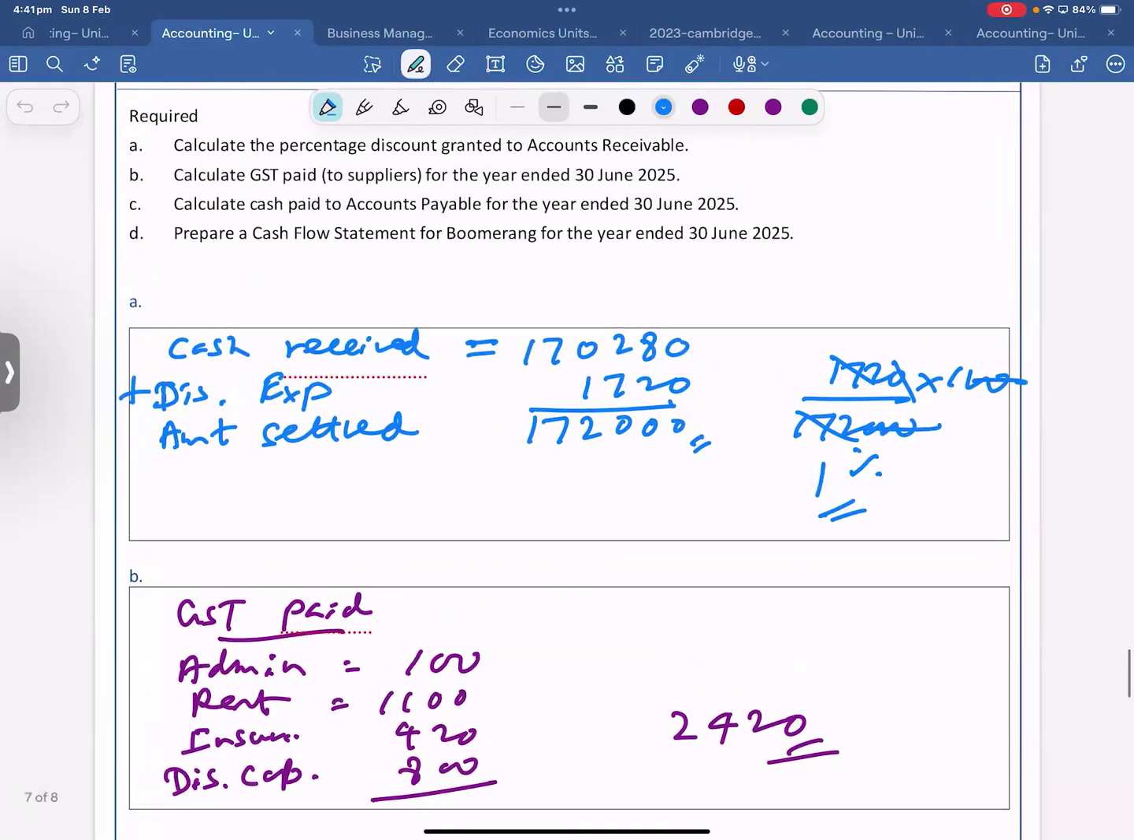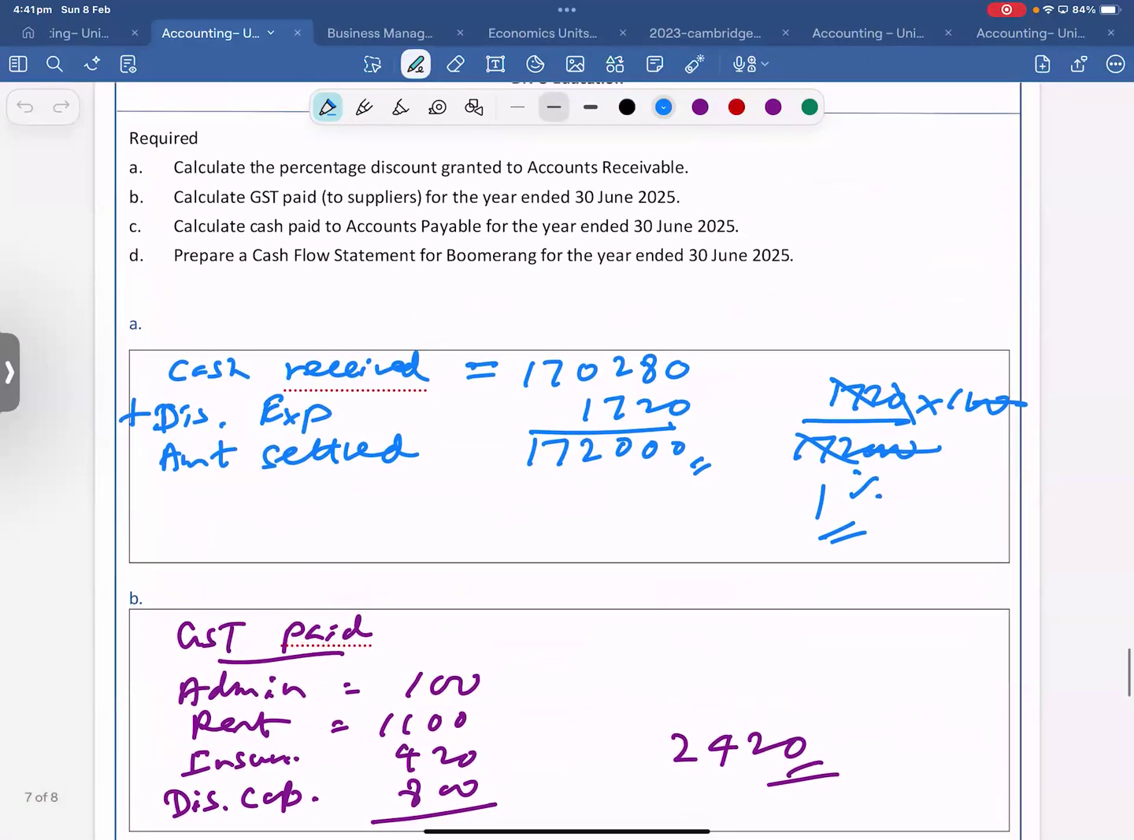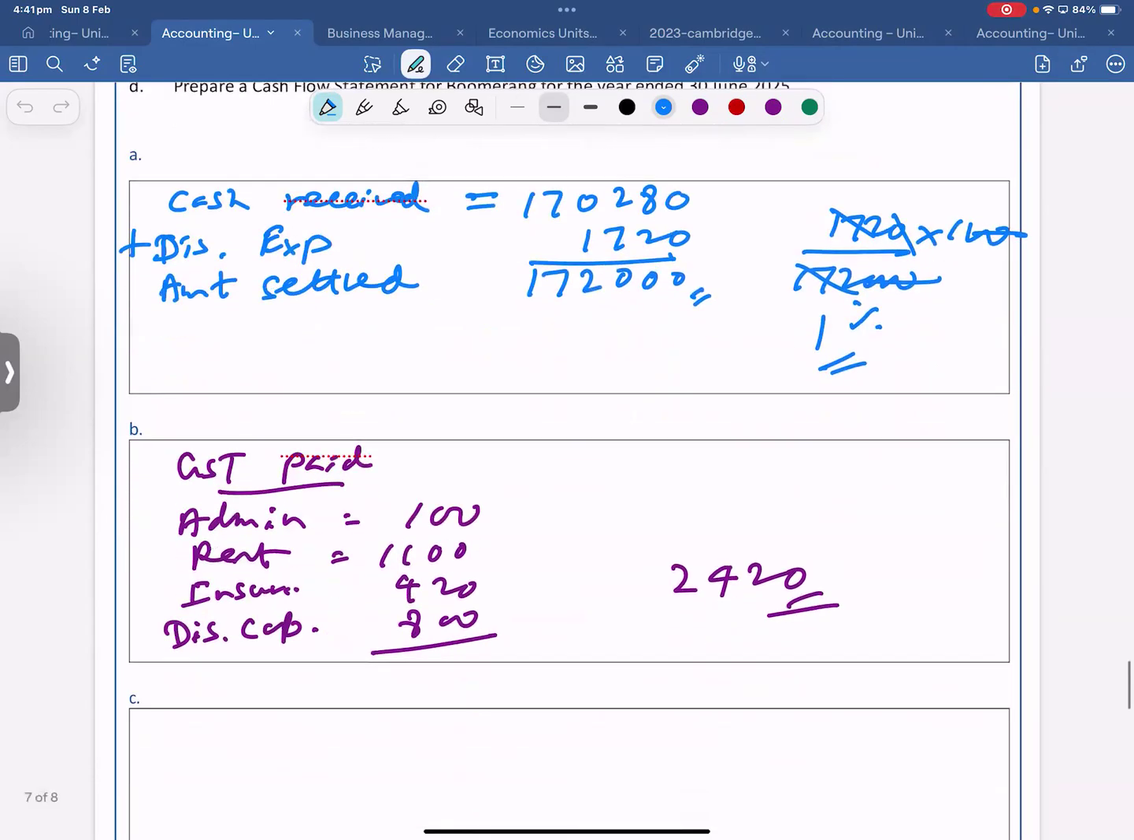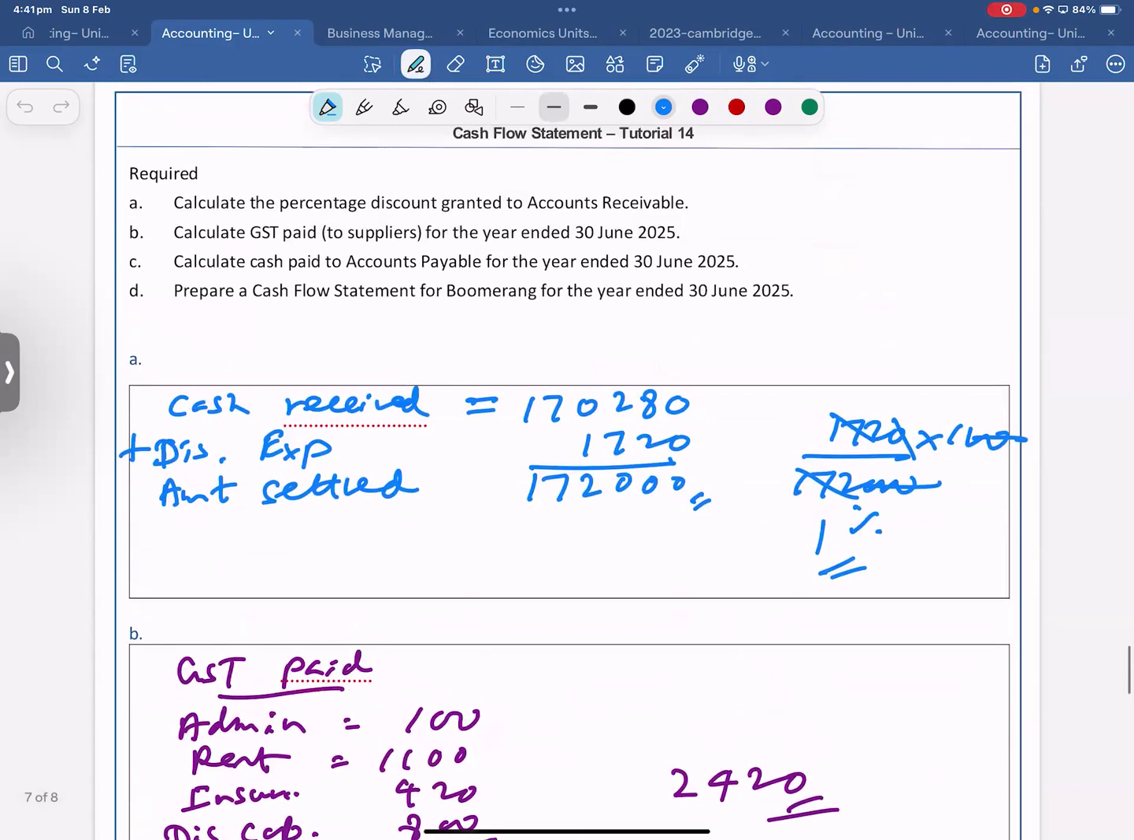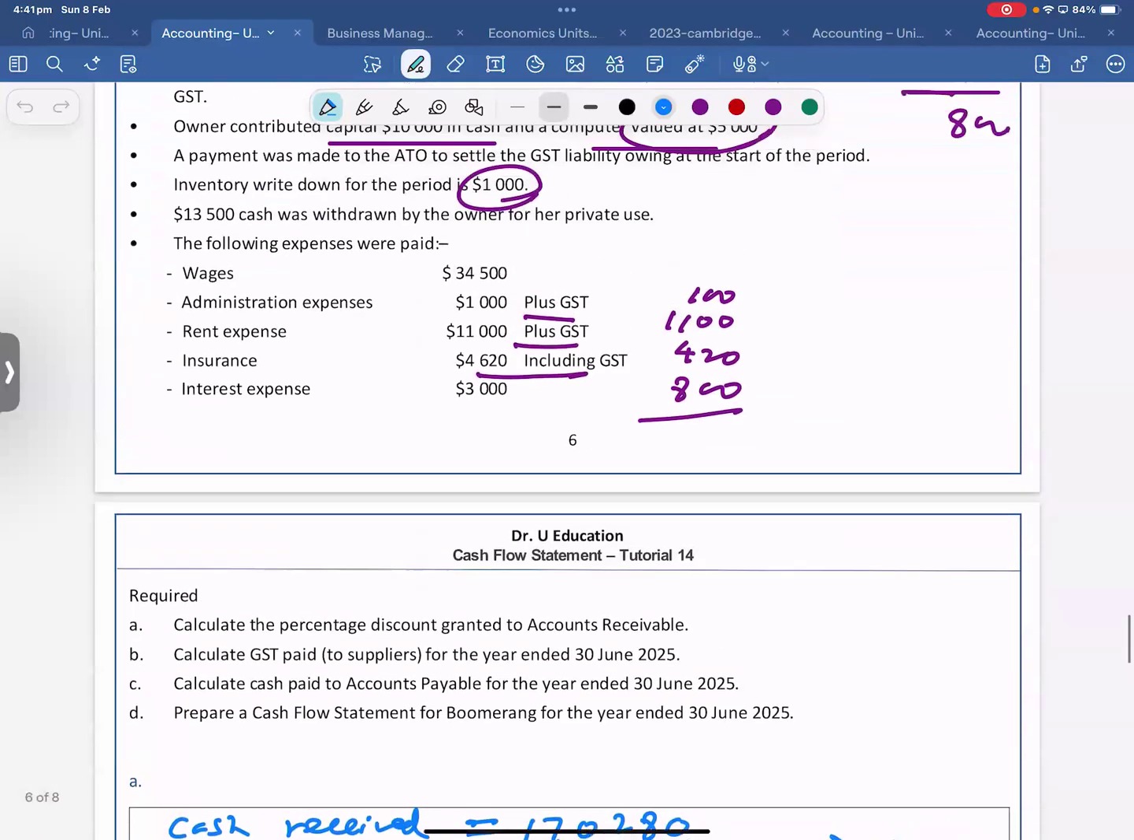Okay. Last time we did the percentage discount granted to accounts receivable and also GST paid. Then part C, what we have to do is cash paid to accounts payable. Right?